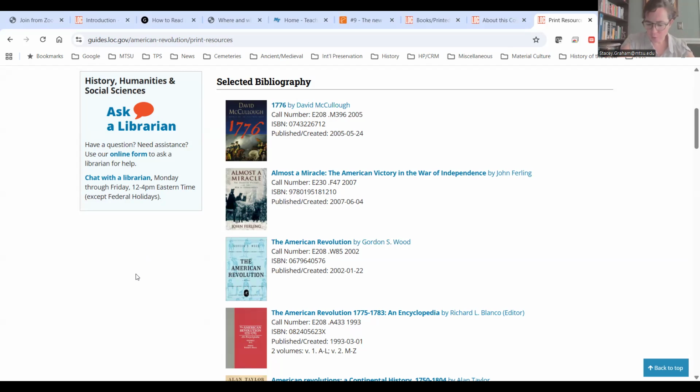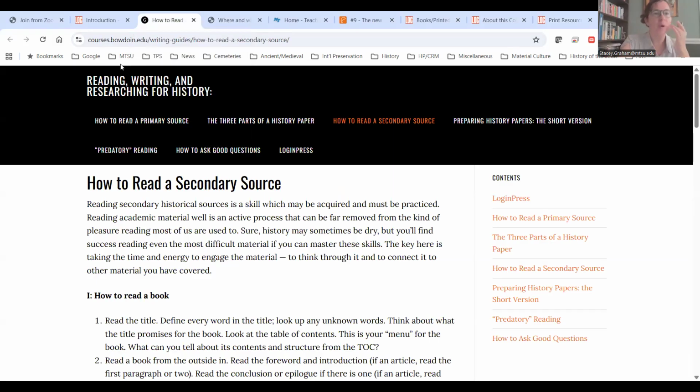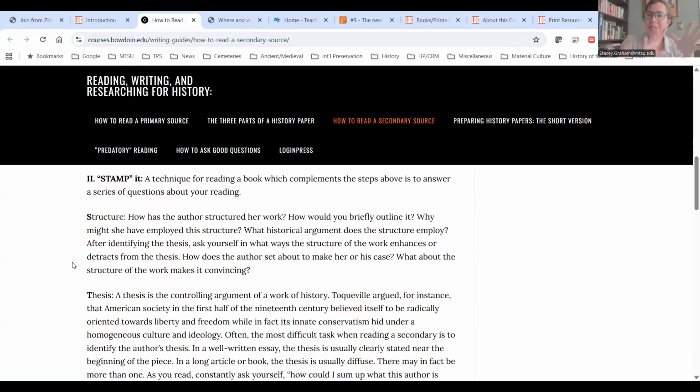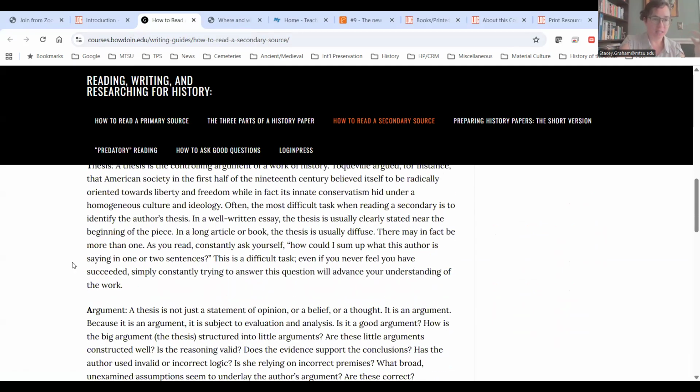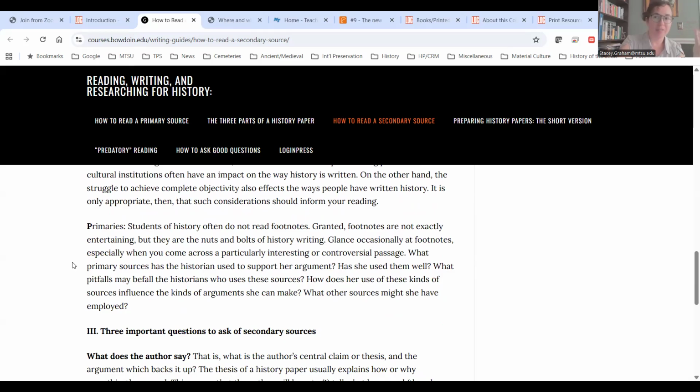All right, so how would you analyze a secondary source? Well, for starters, there's a really good resource online that I've been using for a long time with my students. It's from Bowdoin College. It's called Reading, Writing, and Researching for History. And there are a couple really quick strategies that are easy to remember under the tab How to Read a Secondary Source. One uses the acronym STAMP, where it stands for structure, thesis, argument, motives, and primaries. So those are the primary sources.